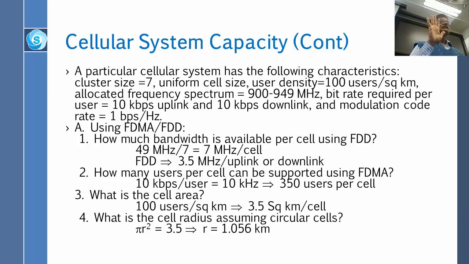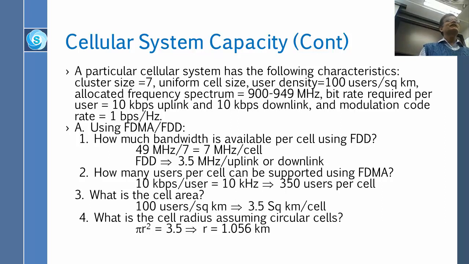This is a question which is in the homework slide, and it's all very simple division, except you have to know what to divide by what and when. So there are 3.5 square kilometers. That means that each cell has a radius of about 1 kilometer, from pi r squared.